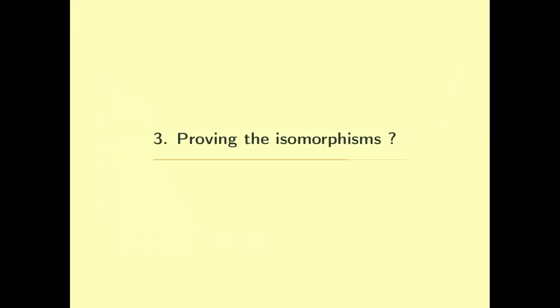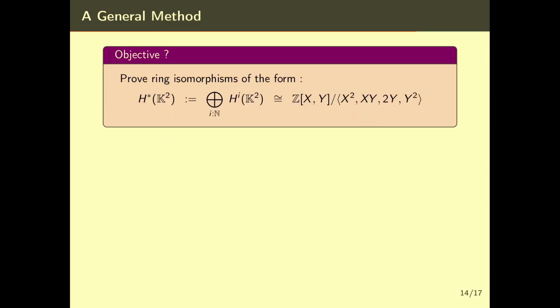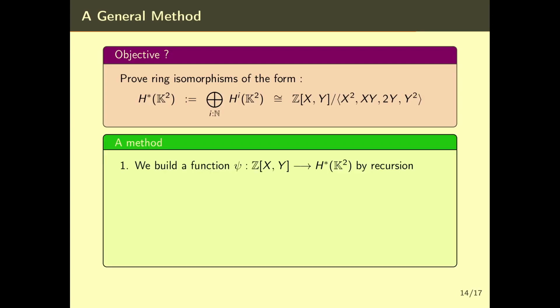So now we're going to be able to define and prove the ring isomorphisms. So let's just look at an example and consider a general method on that. So first, we're going to define a function from the polynomial ring to H star, the cohomology ring.